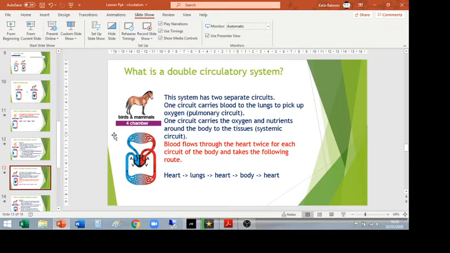So the definition, in a double circulatory system, blood flows through the heart twice for each circuit of the body. And its route is the heart to the lungs, then back to the heart, to the body, and then to the heart again. So we will look in very specific detail at the specifics of the heart and the blood vessels involved.